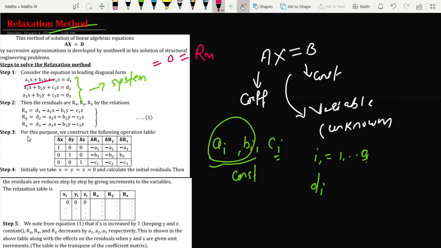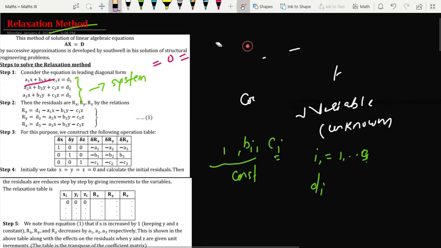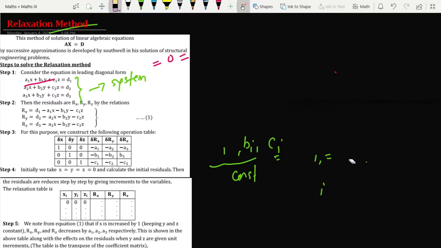In the third step, we have to construct the operation table. This is the type of operation table used in the relaxation method. First, let us understand what these operation tables mean and how they change the solution of the equation.